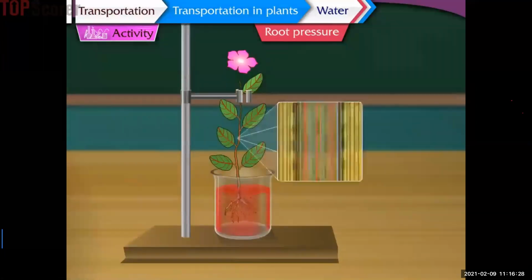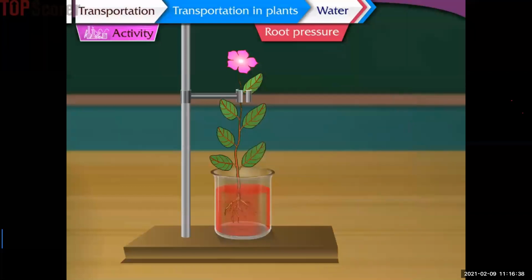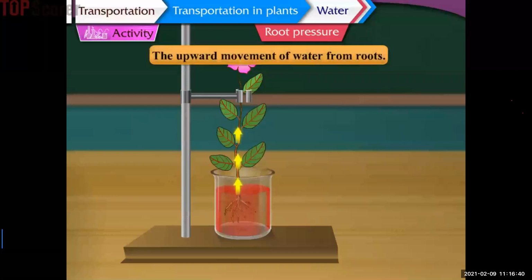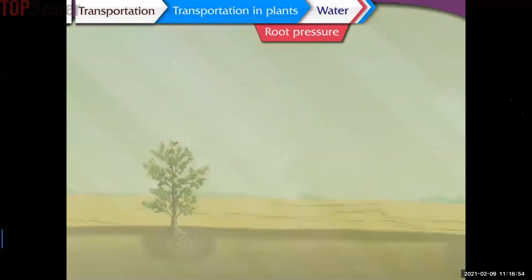Xylem, which is the water-conducting tissue, is situated in the vascular bundles present in the stem. Xylem is stained by the red dye safranin. This activity demonstrates the upward movement of water from roots. If the same activity is performed using tuberose, we get a similar observation. Let us understand how water is actually absorbed through roots.